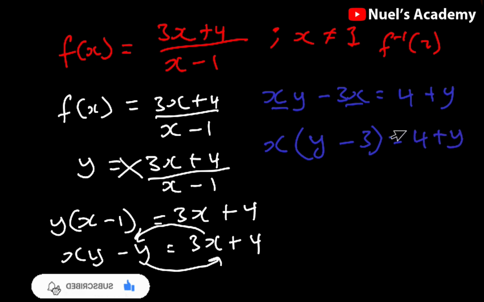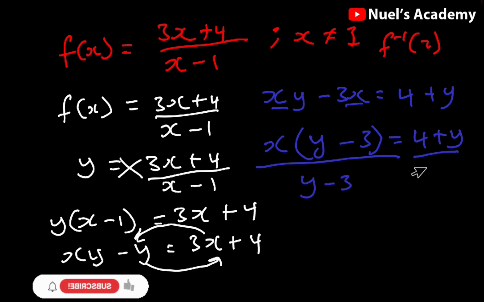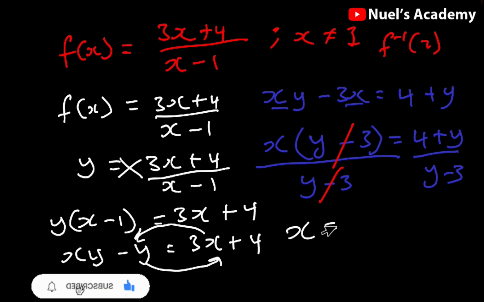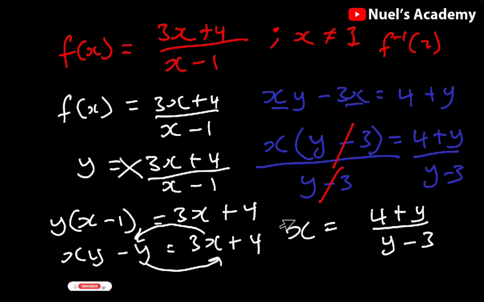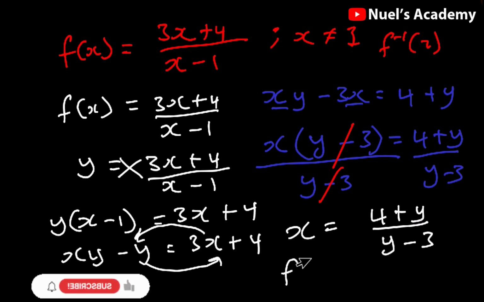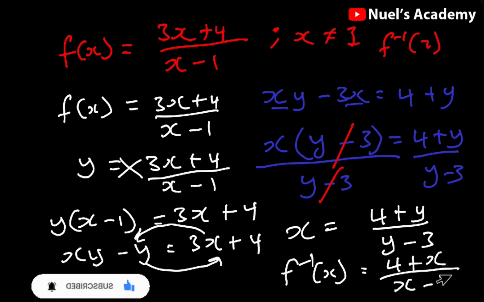Now the next thing we're going to do here is to divide both sides by y minus 3. This and this will cancel. We'll be left with x is equal to 4 plus y divided by y minus 3. Now we're going to replace x with f inverse of x. Then this will be equal to 4 plus, we'll replace y with x, then we have x minus 3.